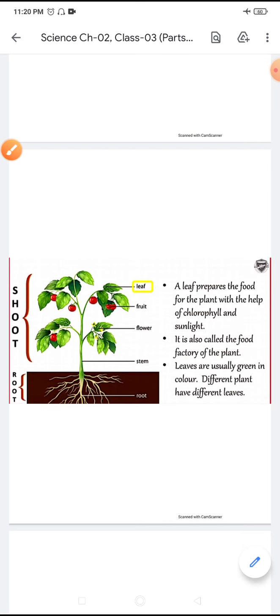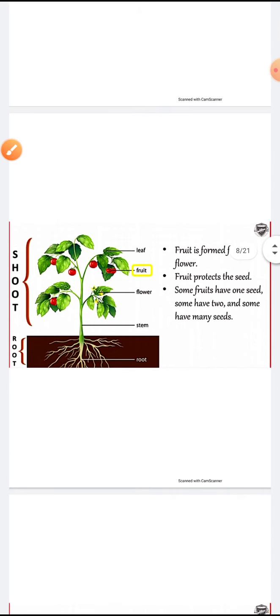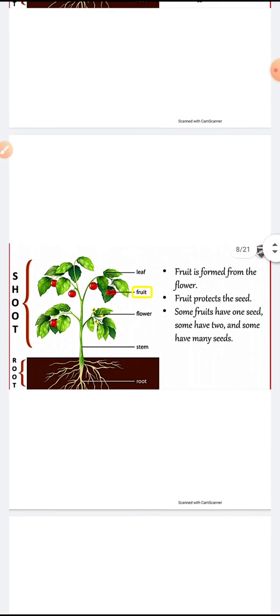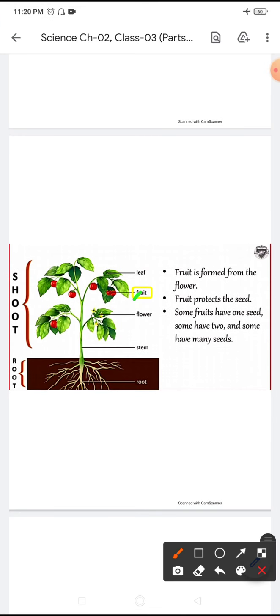Okay, now next, fruit. What is the function of fruit? Okay, fruit is formed from the flower, and fruit protects the seed because the seed is inside the fruit. Some fruits have one seed, some fruits have two, and some have many seeds.